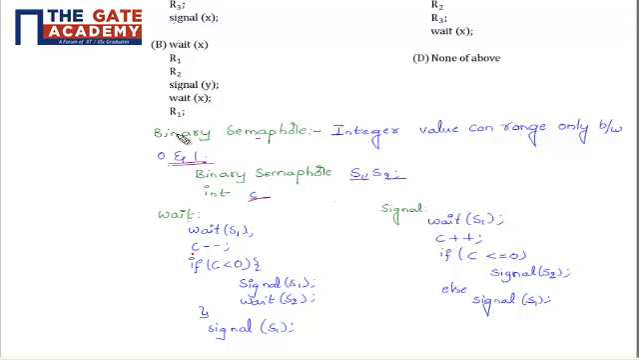Wait of S1: C minus minus. If C is less than 0, signal of S1, wait of S2, else signal of S1. Next, for the signal operation: wait of S1, C plus plus. If C is less than or equal to 0, signal of S2, else signal of S1. So from this we know what is meant by binary semaphore and how to find out the wait and signal operations. Let us go to the question.